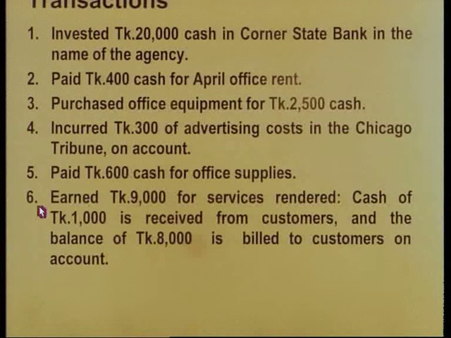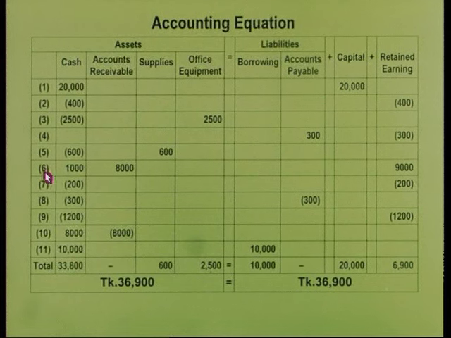Transaction number 6, earned taka 9,000 for services rendered. Cash of taka 1,000 is received from the customer and the balance of taka 8,000 is billed to customers on account. Which means out of taka 9,000, we have collected only 1,000. And for the rest of the amount, that is for 8,000 taka, the accounts receivable will increase. Look at the screen, the effect of the accounting equation. In the cash column, 1,000 has been increased. And in the accounts receivable column, 8,000 taka has been increased. On the other hand, in the right side of the accounting equation, the retained earning has been increased by 9,000 taka since revenue increases retained earning.